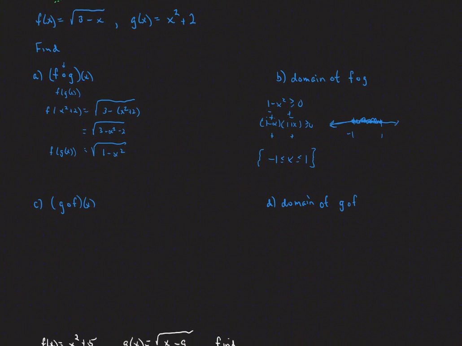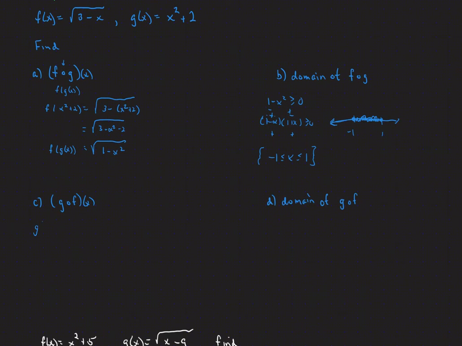Let's try g composed with f. So this is going to be g of f of x. That means we're going to take g of, and the f of x was that square root of 3 minus x. So that's going to be the square root of 3 minus x, squared, plus 2. So that's going to look like 3 minus x plus 2, which is going to be 5 minus x.